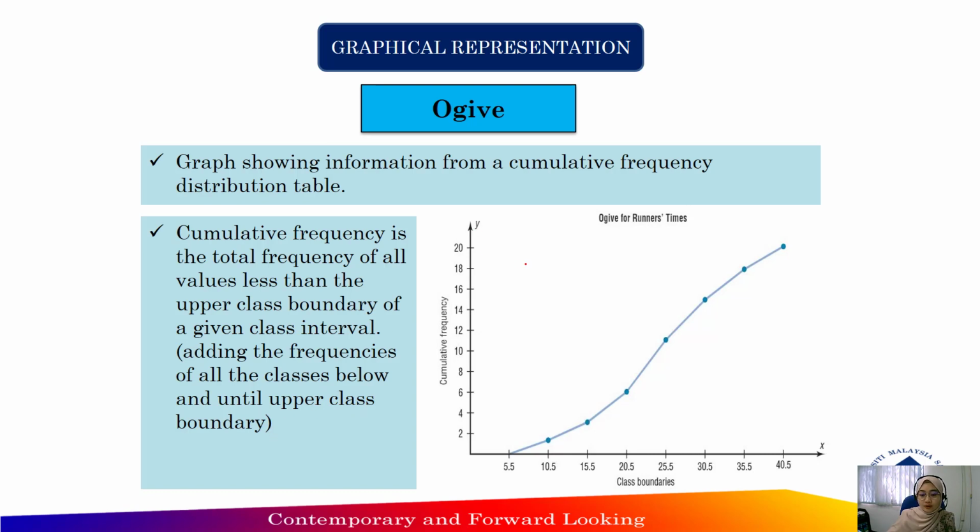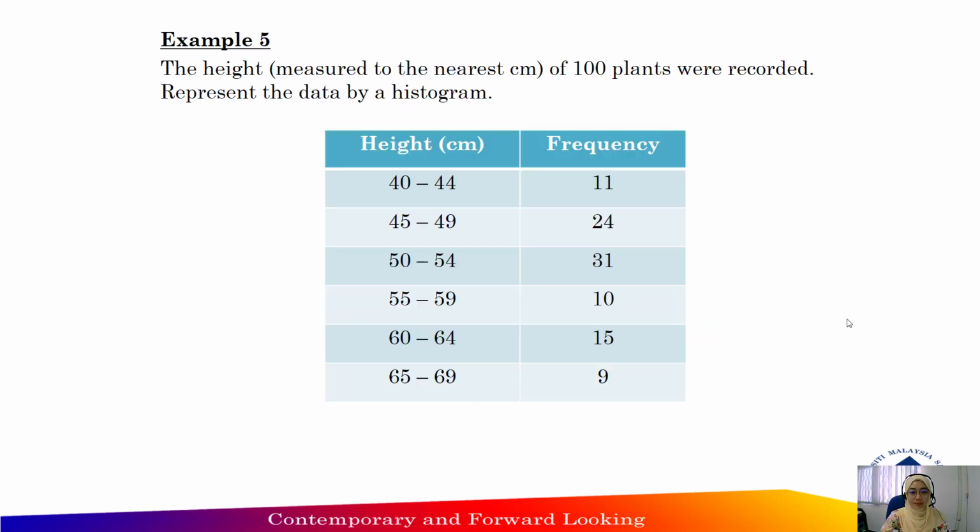So for an ogive for runners' times, the y-axis stands for cumulative frequency, and the x-axis is for the class boundaries, the lower boundary and upper boundary for each class. Then you sketch your ogive based on the cumulative frequency for each class.